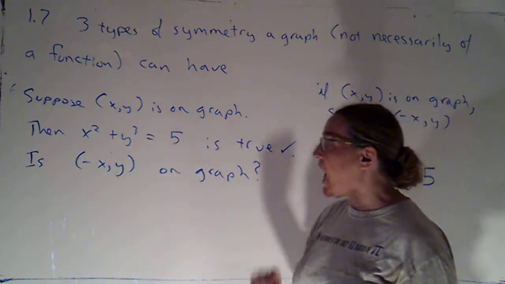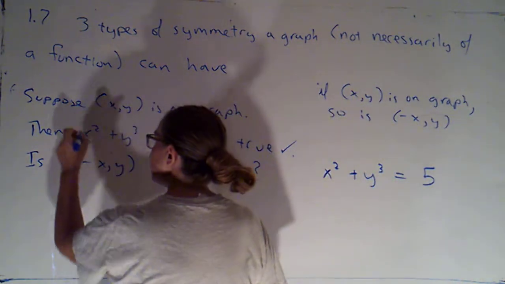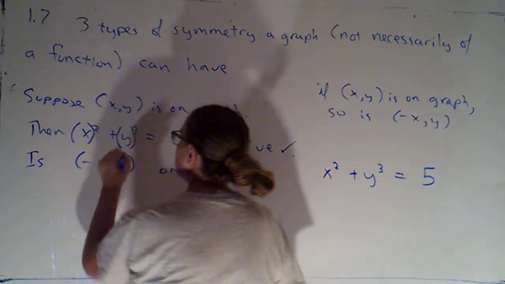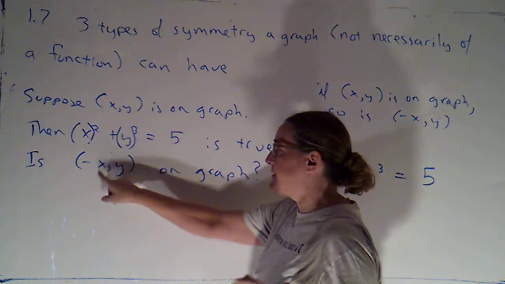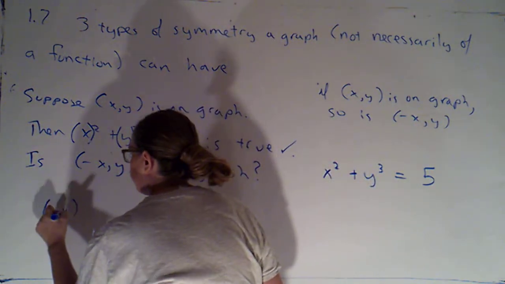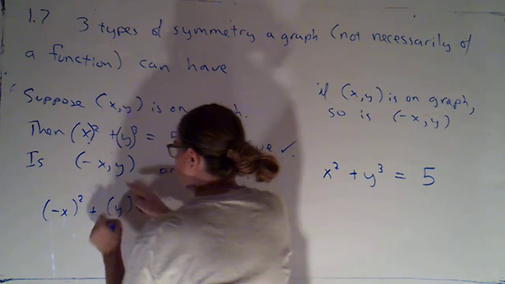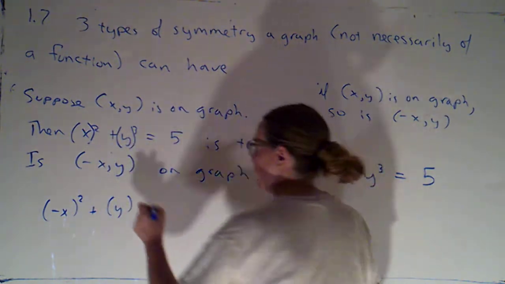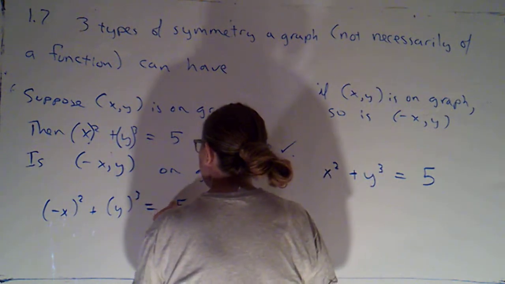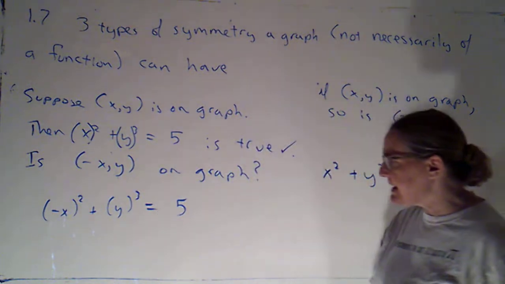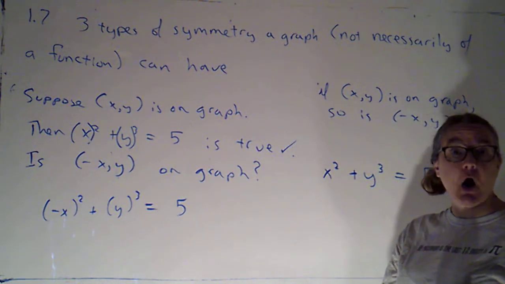I'm going to keep y the same. So if I did that, I'm replacing the x's with the opposite of x. I'm replacing the y's with just y. I'm not doing anything there. And I'm checking to see whether I get an equation that I know is true.